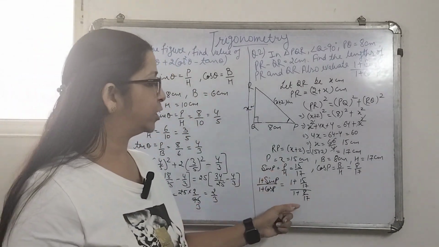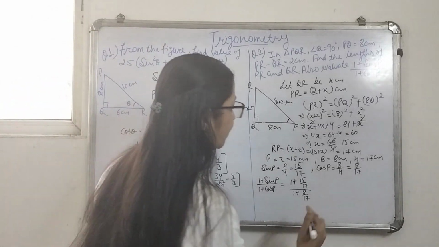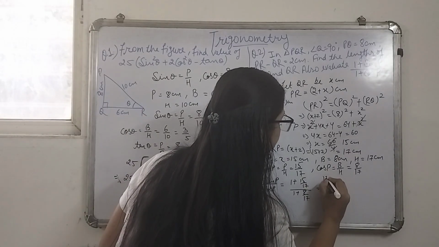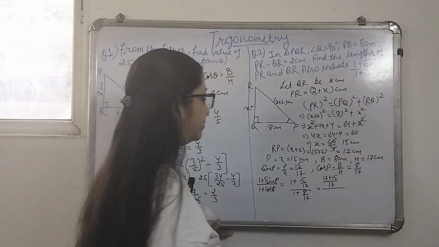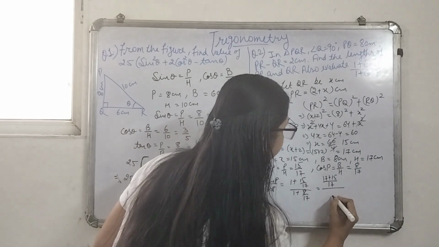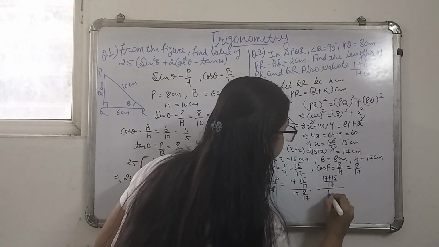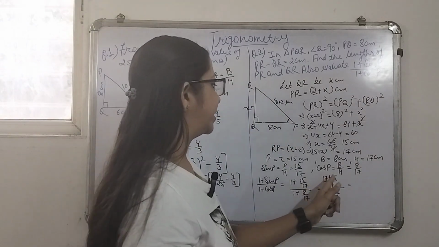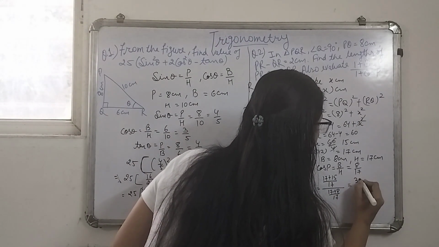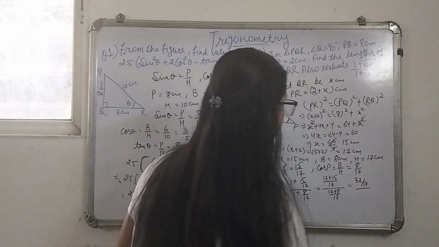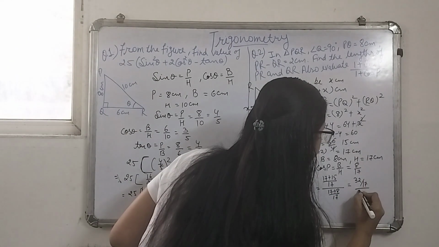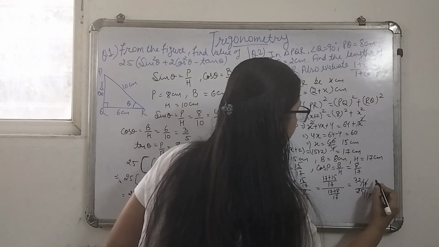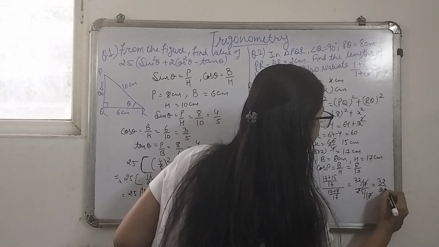Now we will be taking LCM in the numerator and in the denominator also. Numerator will be 17 is the LCM, so it will become 17 plus 15. In the denominator also LCM is 17, so it will become 17 plus 8. So numerator will be 17 plus 15, which is 32 over 17, and denominator will be 25 over 17. Now these two 17s are going to cancel and the value will be 32 over 25.